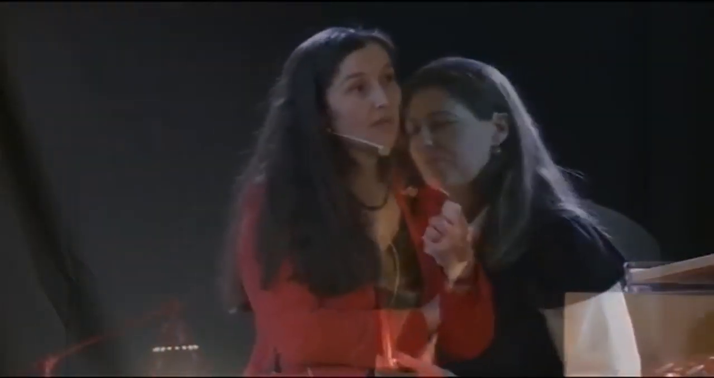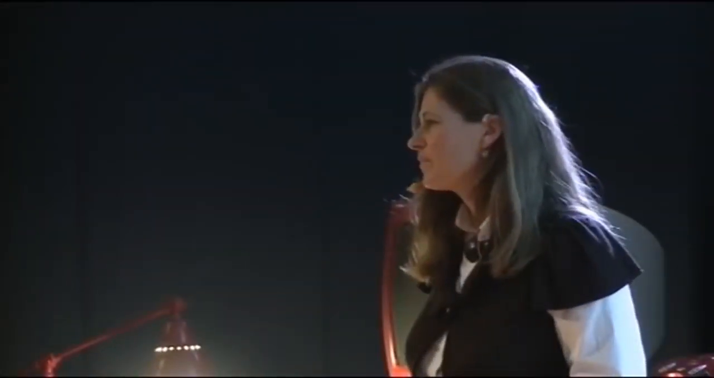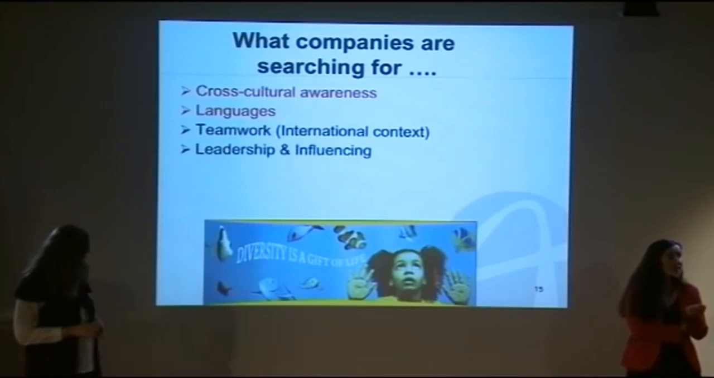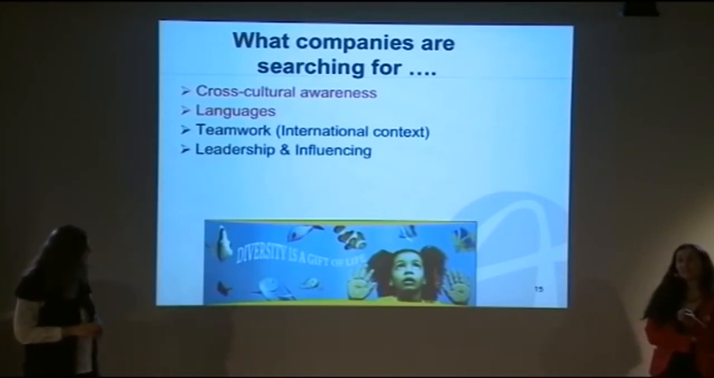And the next issue, of course, is that companies are passionate about people who are able to work in a team. This is probably not new for you, but teamwork is really very important, also in an international context. It means that if you want to work for a multinational company, it is important to be able to understand the team members if they are from different countries. The next issue would also be leadership and influencing.